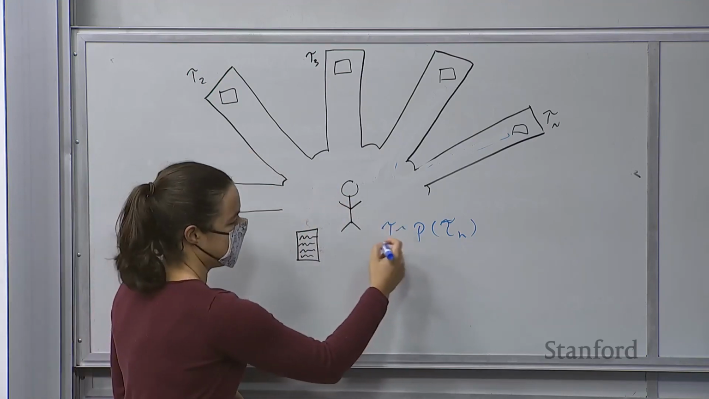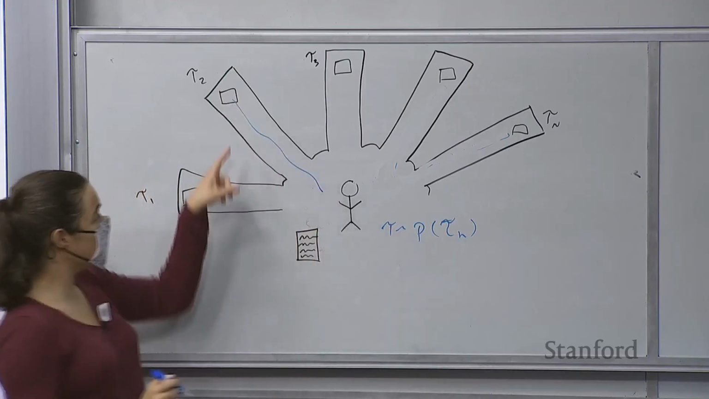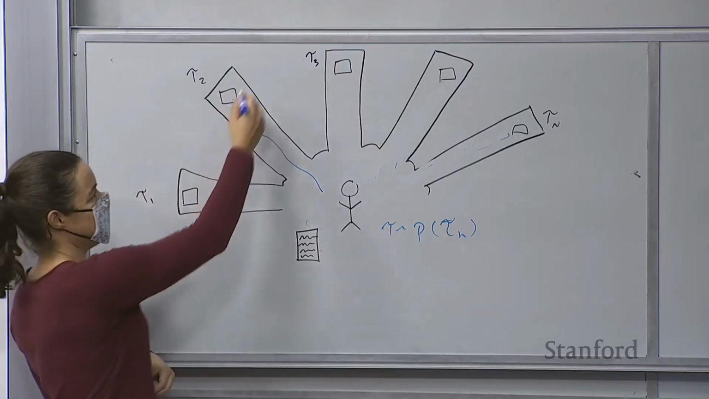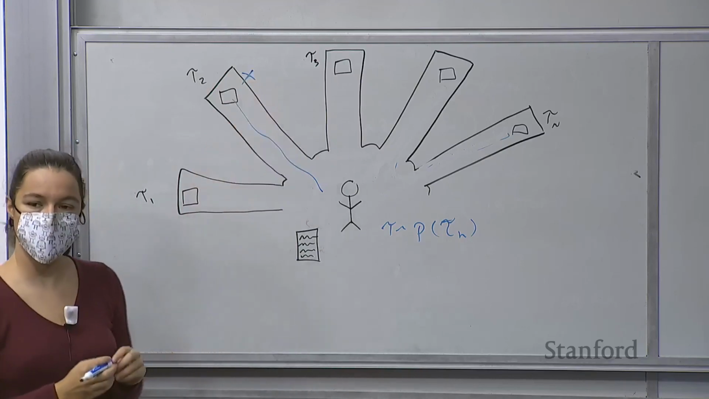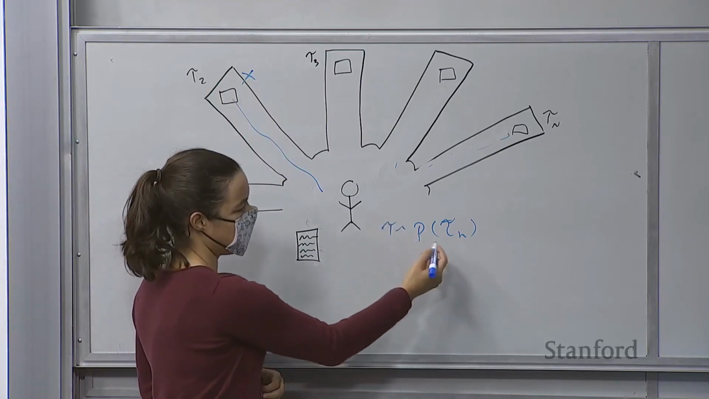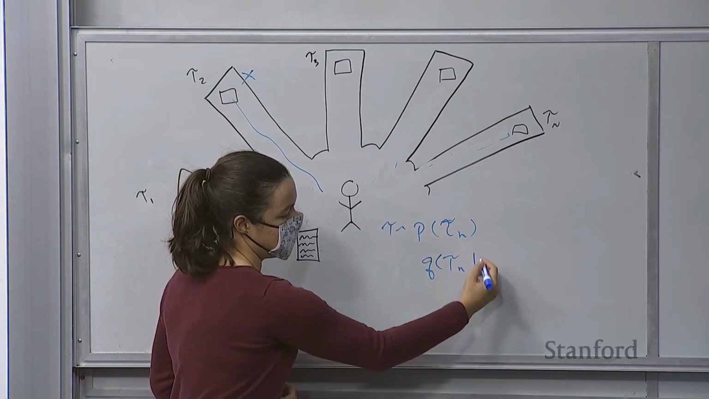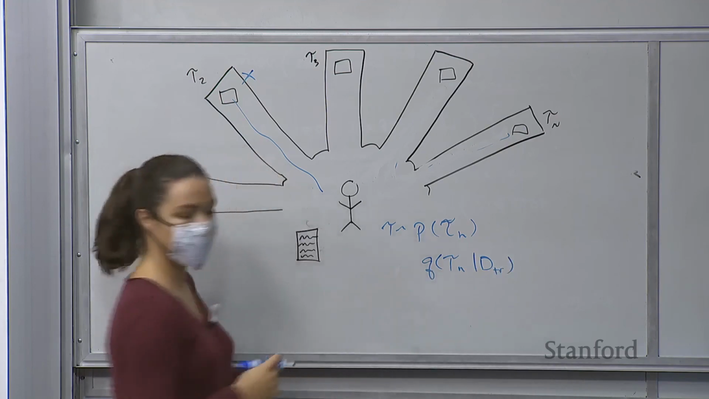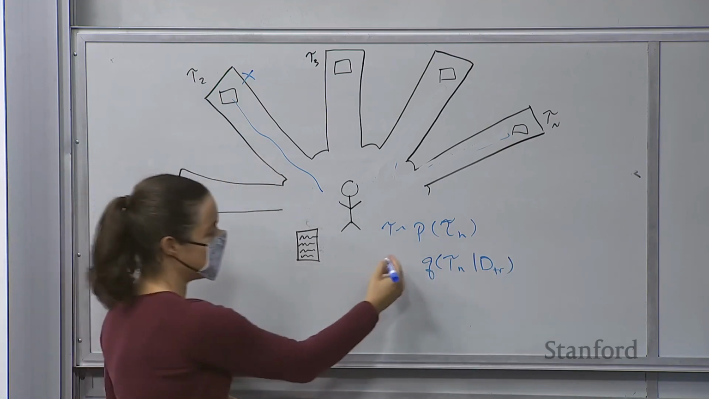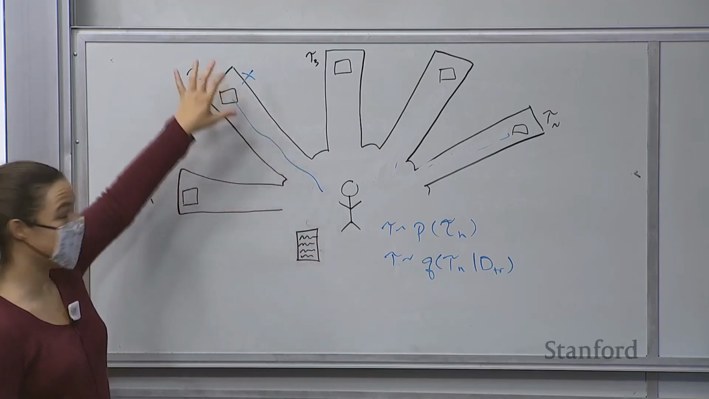Then we will execute our policy for that task, which will go to there. We'll then see that we don't get a positive reward from this. Then we will update our belief over the task, given the experience that we've seen so far. We'll sample a new task from our updated belief. This new distribution is going to be everything but this task right here.